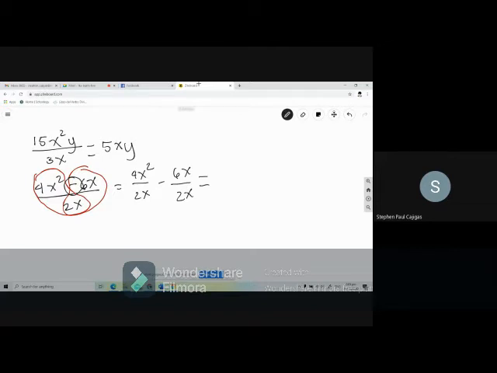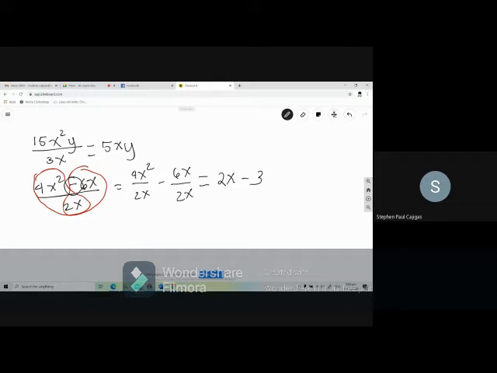So for 4x squared over 2x, 4 divided by 2 is 2, and x squared divided by x is x. Then minus 6x over 2x: 6 divided by 2 is 3, and then x divided by x is 1, or simply 3 times 1, so we just get 3. So that is what we do if we have a polynomial divided by a monomial.